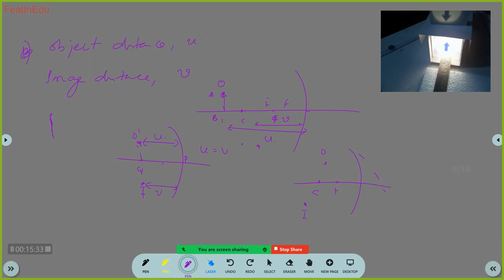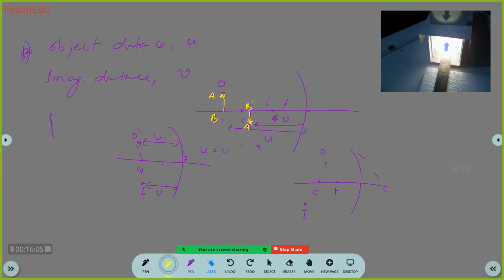Now the tip of A is here, so this becomes A dash. And this point is B, so this point becomes B dash. Now you see AB is the object and A dash B dash becomes the image. Is that what you are seeing there?